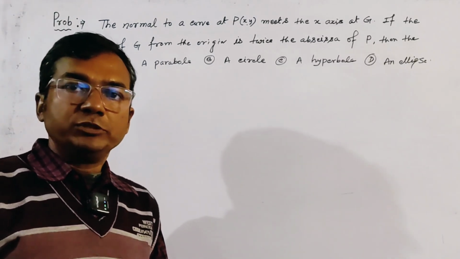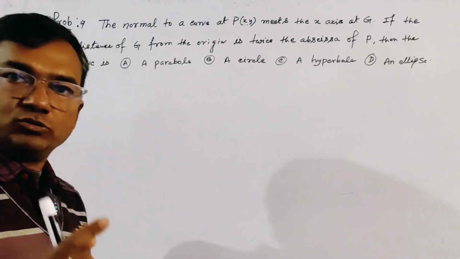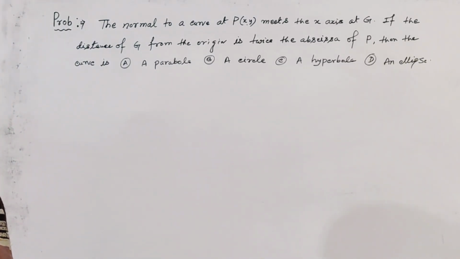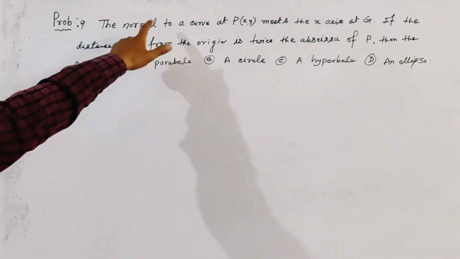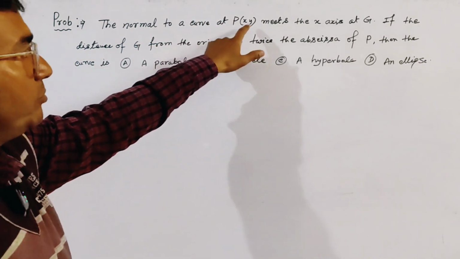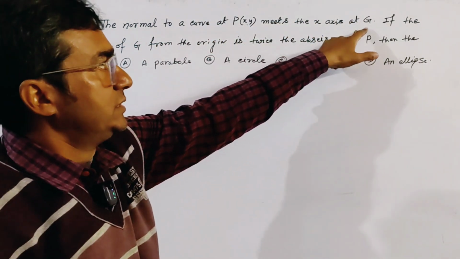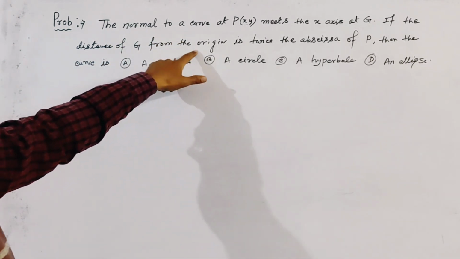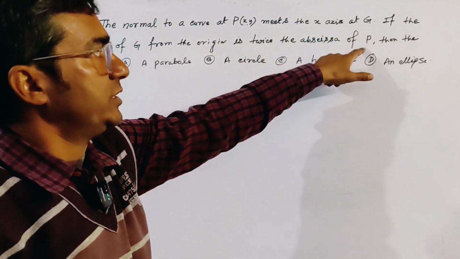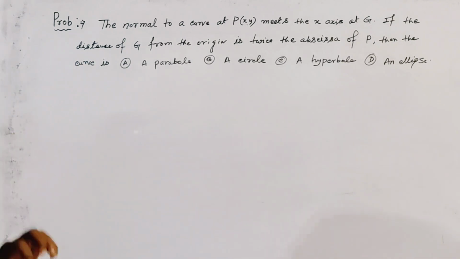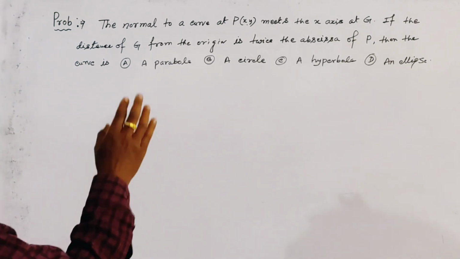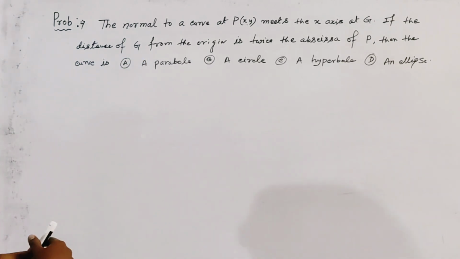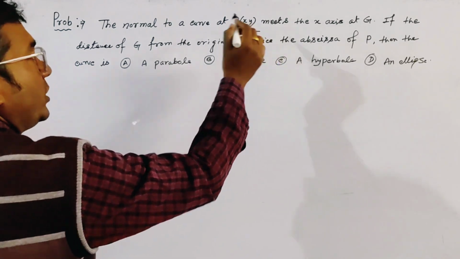This problem is from the concept of tangent, normal, differential equation and conic section, three topics together. The normal to a curve at P meets the x-axis at G. If the distance of G from the origin is twice the abscissa of P, then the curve is... Okay, so we first write down the equation of the normal to any curve at the point P.